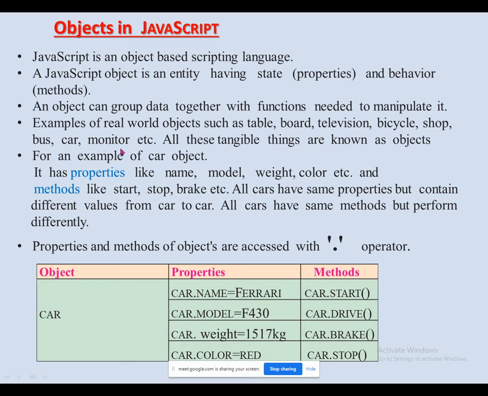So in an object, the example we are just seeing, what is a car as an object? Suppose we take a car. A car has some properties and some methods. Properties are like the name of the car, model number, and weight of the car, which are related to the specification of your car. Those are called properties, and methods are nothing but the functions that the car is doing. So methods here are start, stop, brake; these are all called methods.